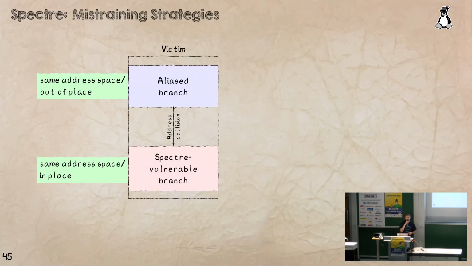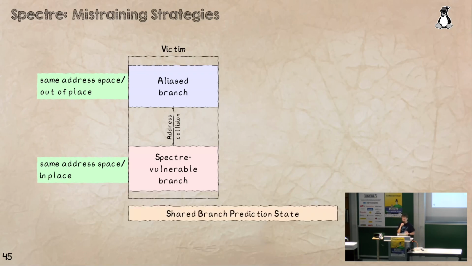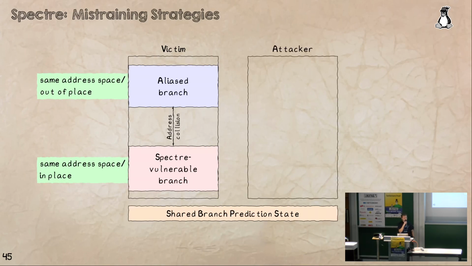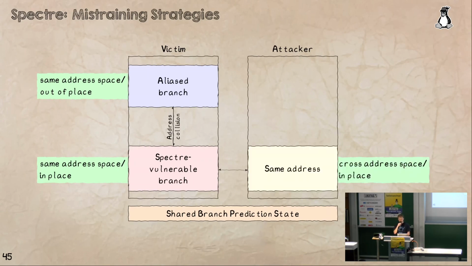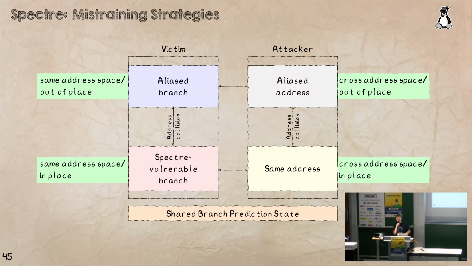But we were also able to show that we can do this on an alias branch, because the element is only indexed by a subset of the virtual address bits. So we call this the same address space out of place scenario. But it gets even worse than that, because the branch predictor state is actually shared on a logical hyperthread. So we were also able to show that we can do the mistraining in the same address space but in a different process, which allows much more powerful attacks. And as before, we are also able to show that this is possible with an aliased address.